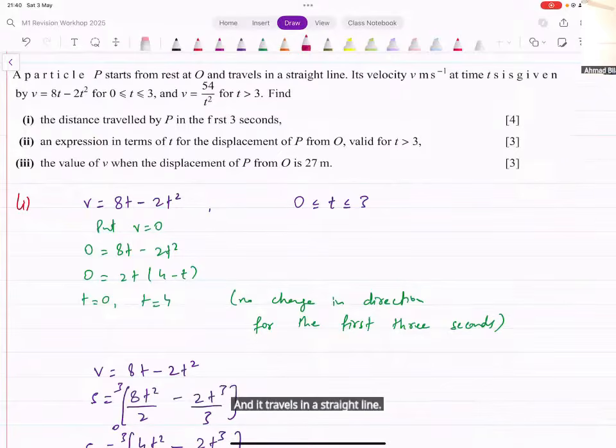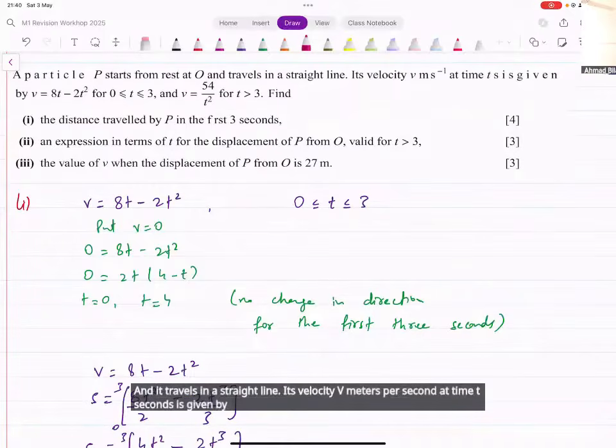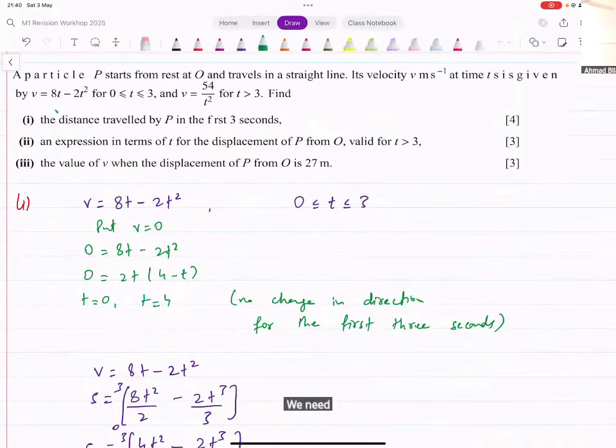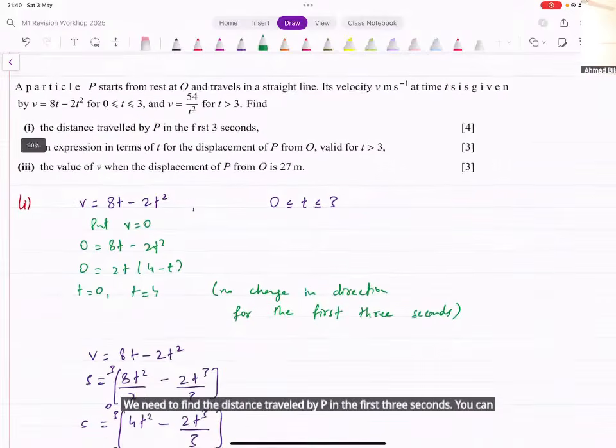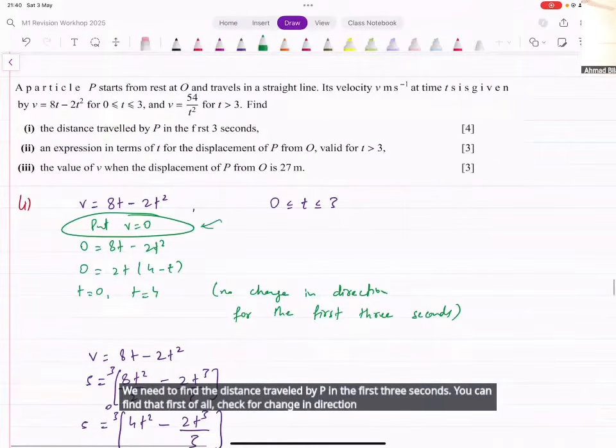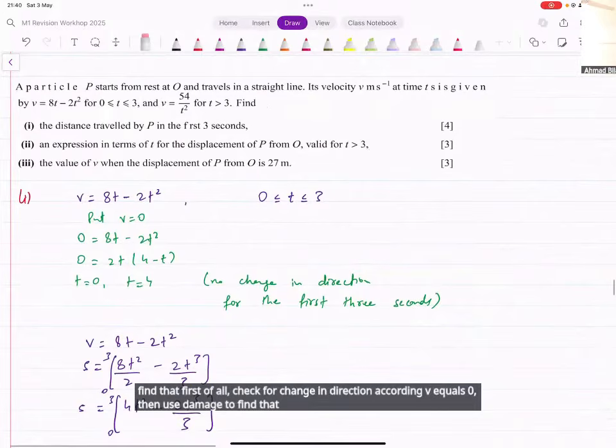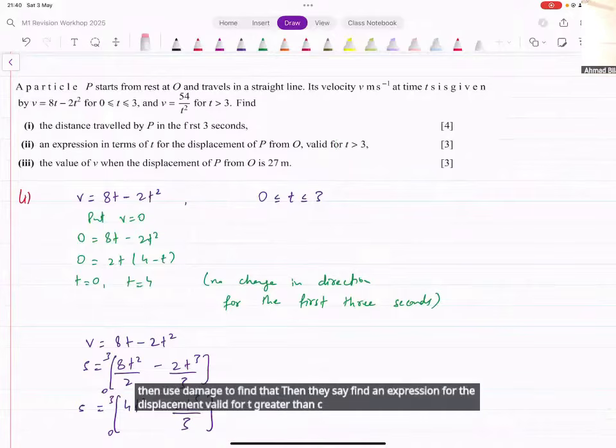Its velocity v meters per second at time t seconds is given by v equals at minus 2t square, and we've got another velocity function for time greater than 3. We need to find the distance traveled by p in the first 3 seconds. We can find that. First of all, check for change in direction by putting v equal to 0, then use limits to find that. Then they say find an expression for the displacement valid for t greater than 3. Now, how do you think about this?